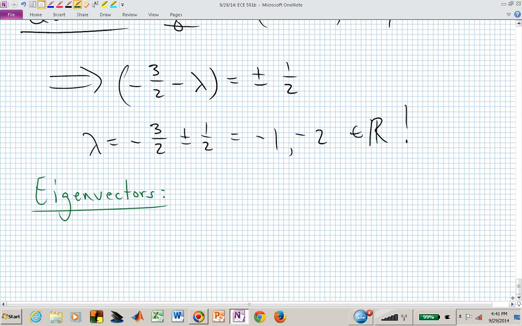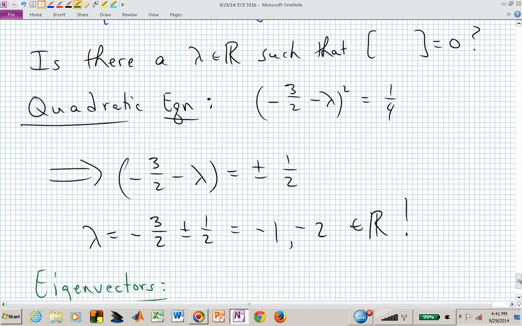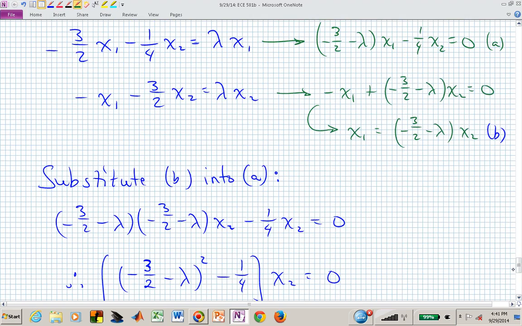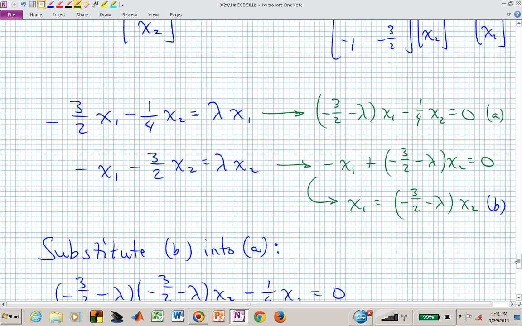We now have found two real eigenvalues. They're distinct, -1 and -2. The eigenvectors are these values of x sub 1 and x sub 2 that satisfy this relationship, Bx equal lambda x. And we've already found some expressions that allow us to maybe deal with x1s and x2s.